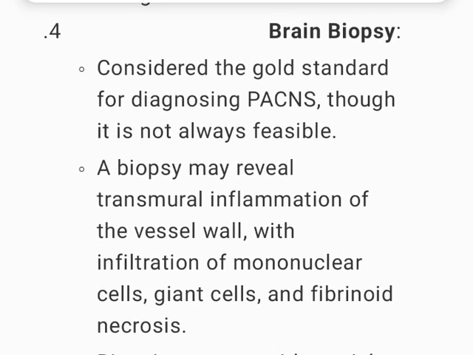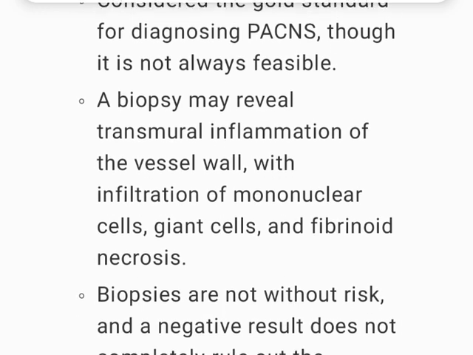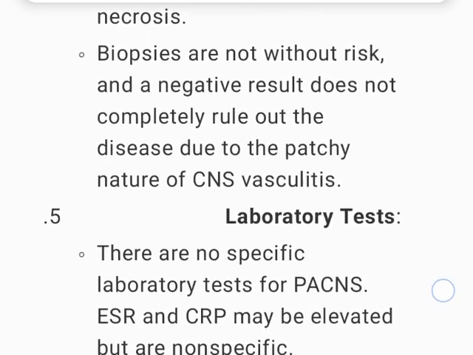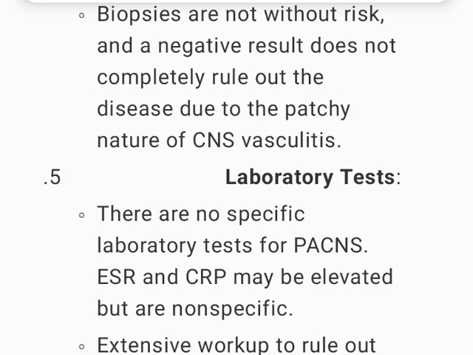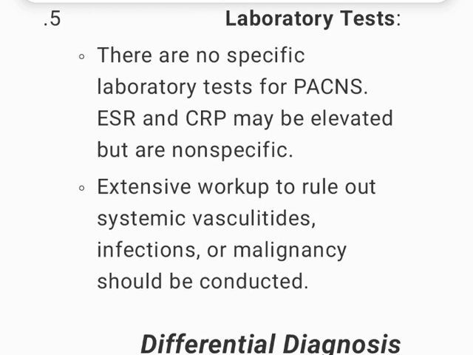4. Brain biopsy. Considered the gold standard for diagnosing PACNS, though it is not always feasible. A biopsy may reveal transmural inflammation of the vessel wall, with infiltration of mononuclear cells, giant cells, and fibrinoid necrosis. Biopsies are not without risk, and a negative result does not completely rule out the disease due to the patchy nature of CNS vasculitis.